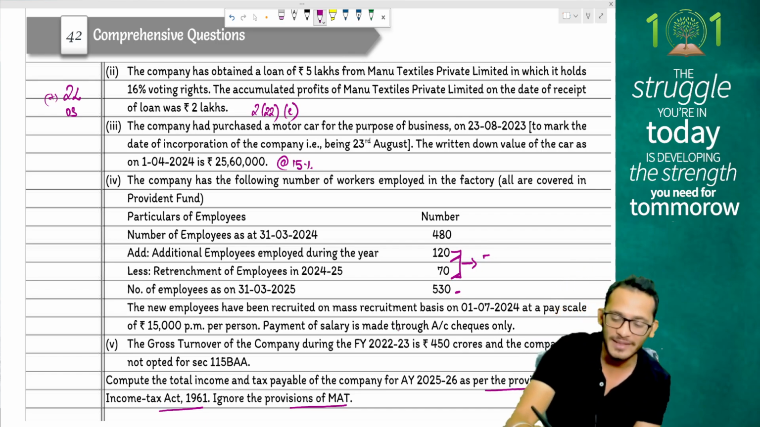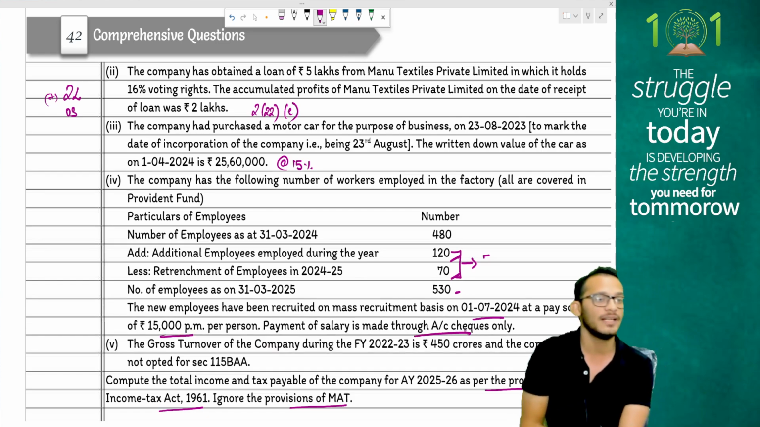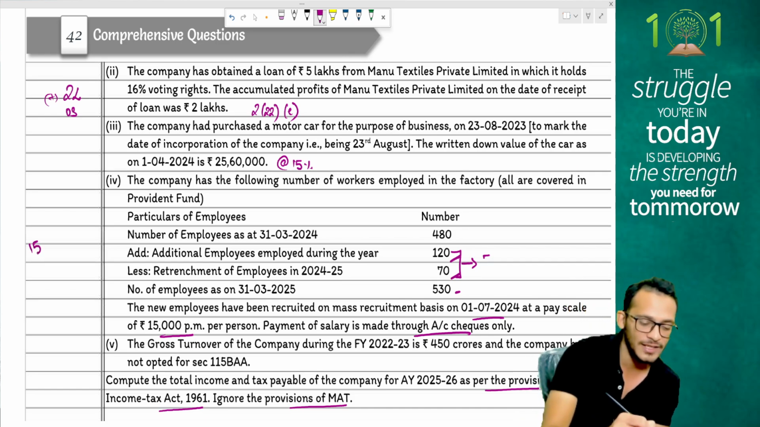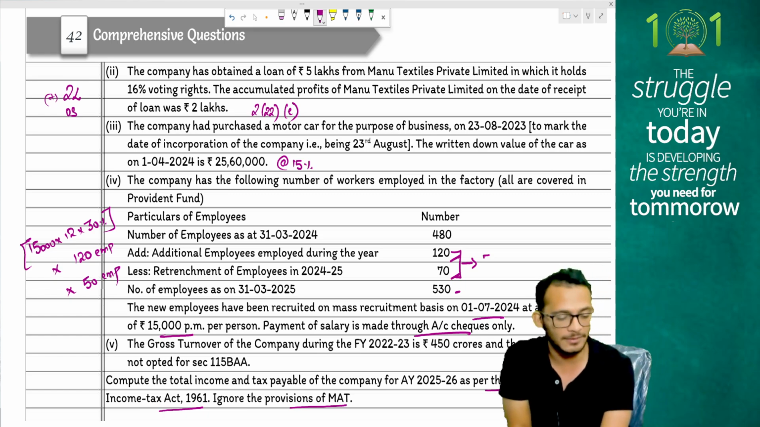The new employees have been recruited on a mass recruitment basis on 1st July 24 at a pay scale of 15,000 per month. Payment is made through account payee cheques only. You have two options. Either you can take 15,000 into 12 into 30% for all 120 employees, or you can take it for 50 employees. Your choice. It doesn't matter. Take the 80JJA claim accordingly.